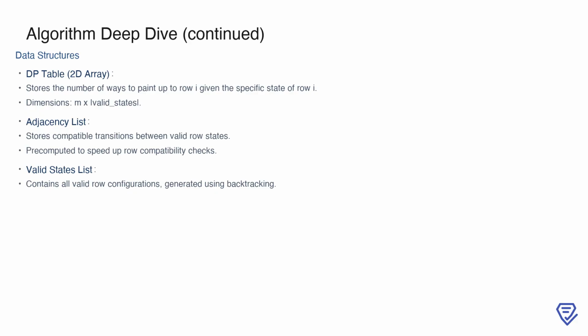Next, we use an adjacency list to store compatible transitions between valid row states. This adjacency list is pre-computed, which allows us to quickly determine which states can follow one another without recalculating compatibility on the fly. Finally, we maintain a list of all valid row states, generated using a backtracking algorithm. This list is used to iterate through possible states during both the pre-computation and the dynamic programming steps. These data structures work together to efficiently calculate the total number of valid grid configurations.